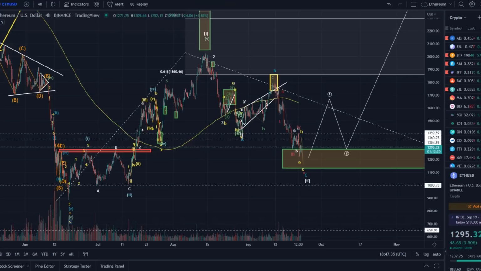But that's currently where we are, and I'm waiting here for the possible reversal to the upside. Good, and that's my update.